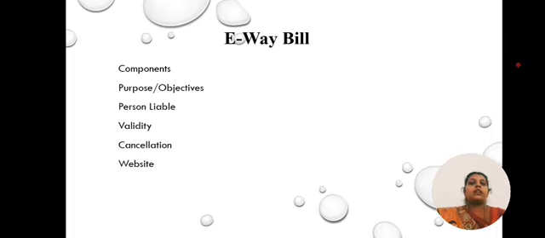In the E-way bill, we are going to discuss components, purpose, persons liable, validity, cancellation, and then the website used for the E-way bill.